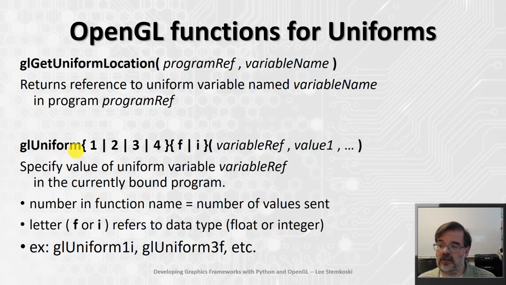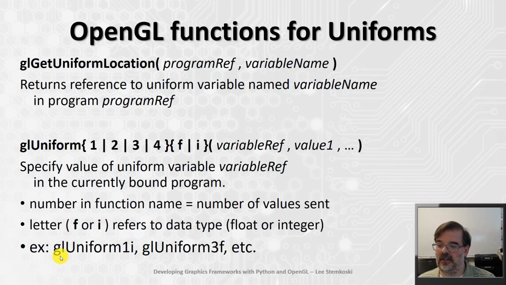They all begin with glUniform, and this notation here with the brackets and the bars representing the OR symbol means that in the function name, we choose one of these numbers, 1, 2, 3, or 4, followed by one of these letters, f for float or i for integer. The number refers to the number of values that will be sent, so the number of parameters we'll see here, and the letter refers to the data type. This is used to upload a value to a uniform variable in a shader program. So in reality, this notation represents 8 different possible functions.